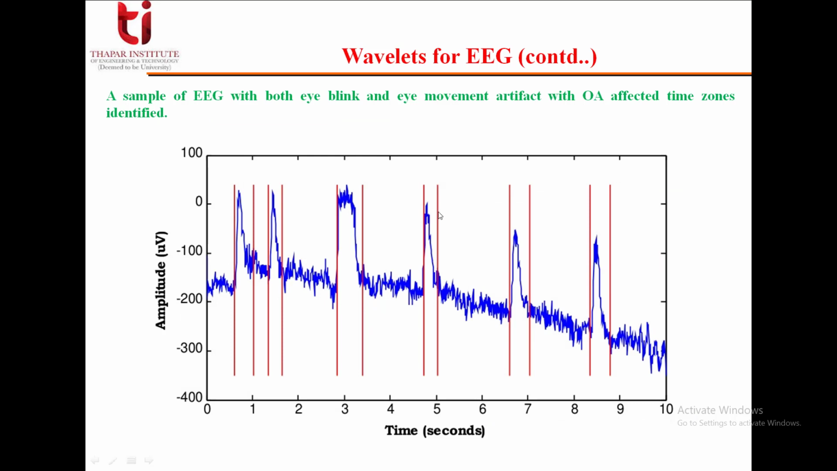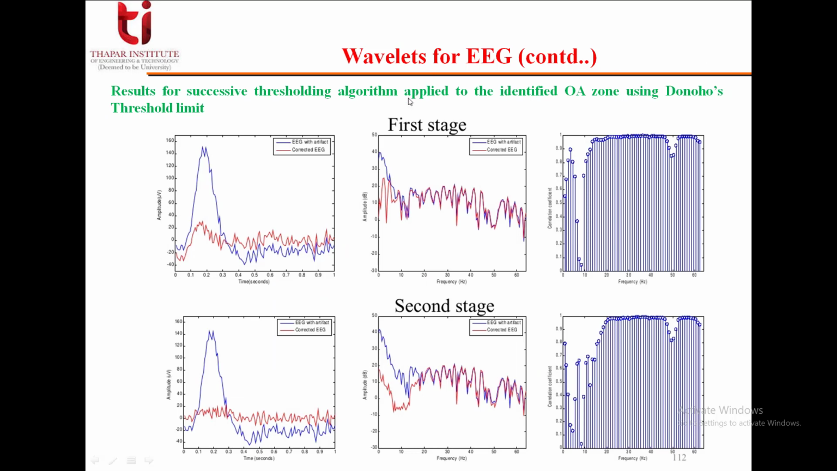Now here you can see a sample of EEG with both eye blink and eye movement artifact with ocular artifact affected time zones. You can see here we have identified these ocular artifact zones. Again we have applied the successive thresholding algorithm to the identified OA zone using Donoho's threshold limit, and using the coif wavelet. You can see the blue one is again the EEG with artifact, and the red one is the corrected signal which is concatenated from different epochs. Here we are considering 1 second epochs.